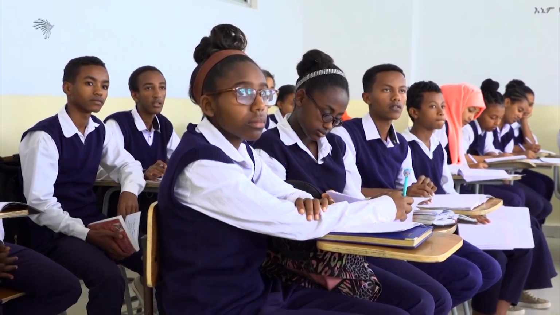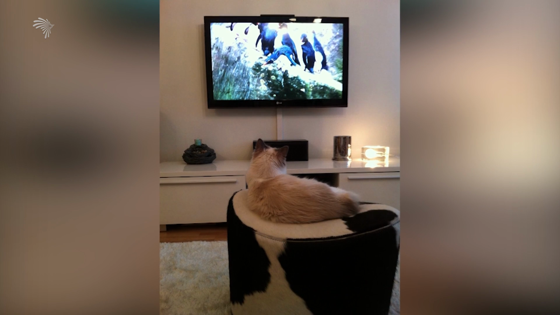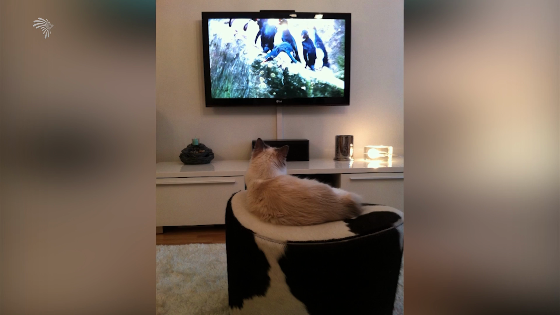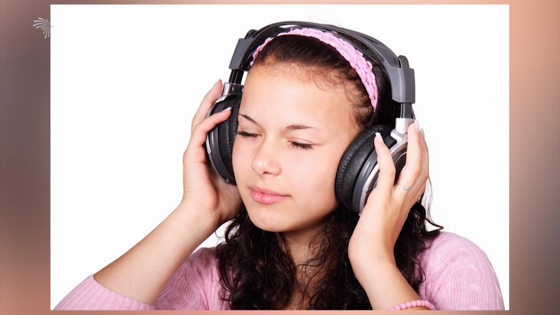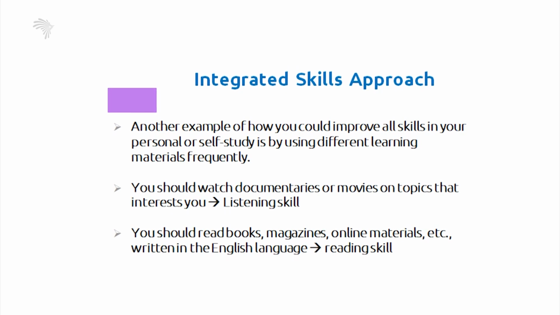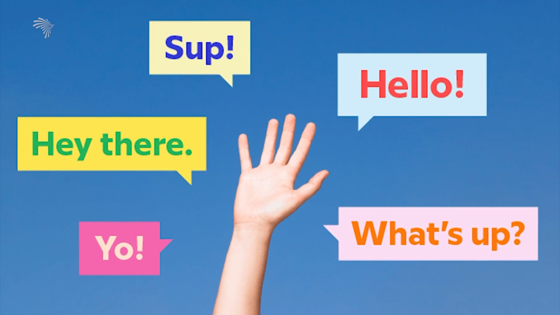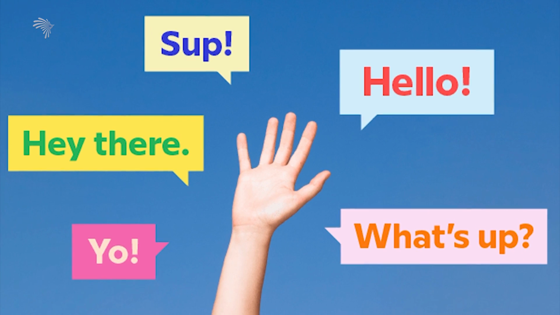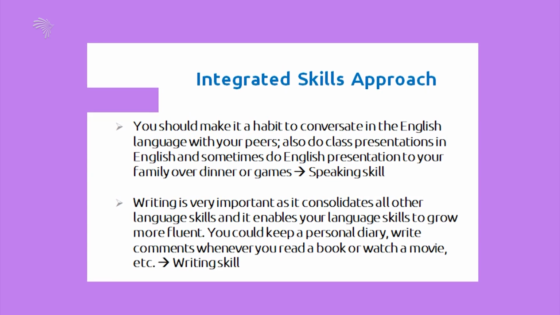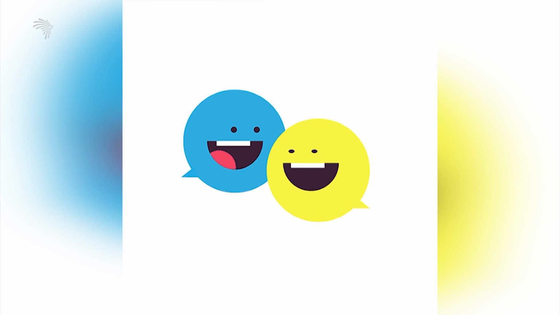Another example of how you could improve all skills in your personal self-study is by using different learning materials. You should watch and listen to documentaries or movies on topics that interest you to improve your listening skill. You should read books, magazines, online materials, etc. written in the English language to improve your reading skill. You should make it a habit to converse in the English language with your friends and peers. Also, do class presentations in English. And sometimes do English presentations with your family over dinner or games to improve your speaking skills.